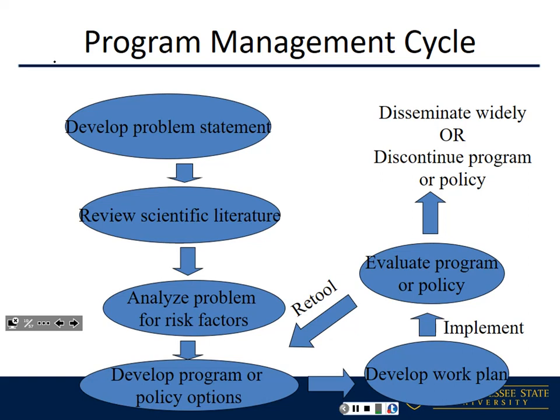So we're going to start by developing a problem statement for our identified priority health problem. Then we review the scientific literature, analyze our priority health problem for its risk factors, then develop program or policy options, and select our intervention. Once we select our intervention, we develop a work plan for our intervention, including a budget. This completes the planning phase. We then move into the implementation phase and the evaluation phase.